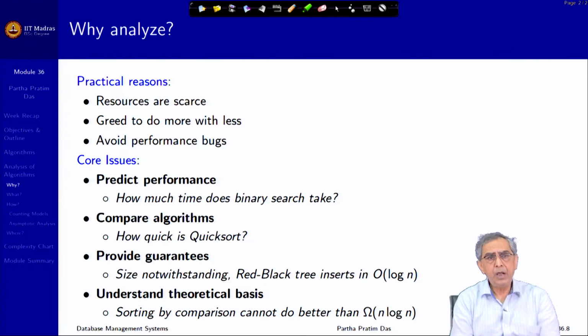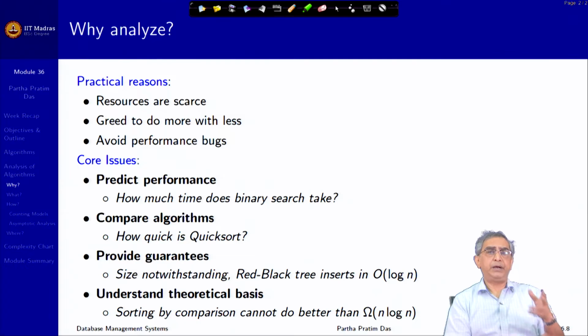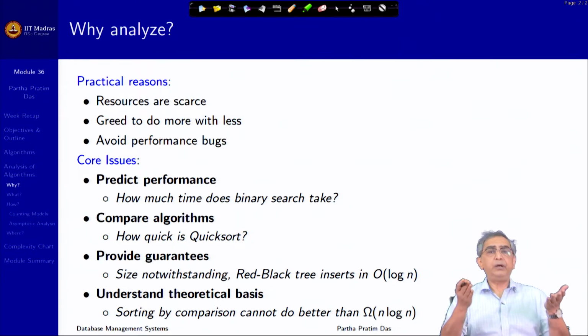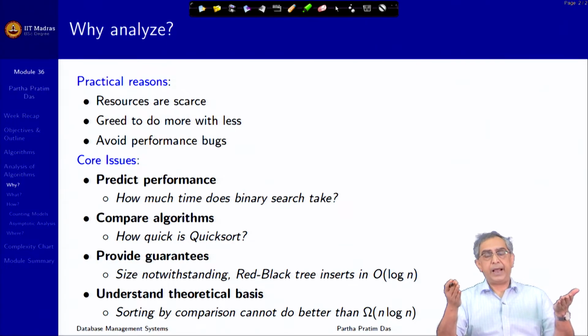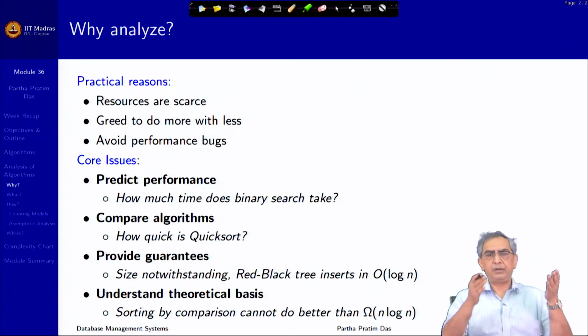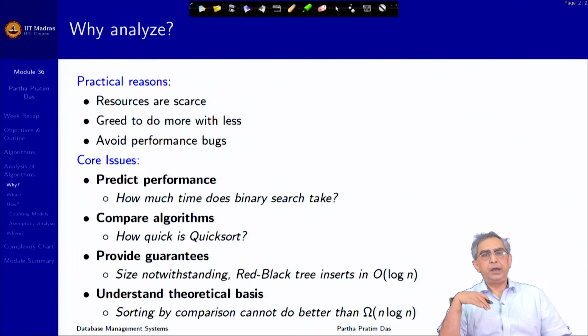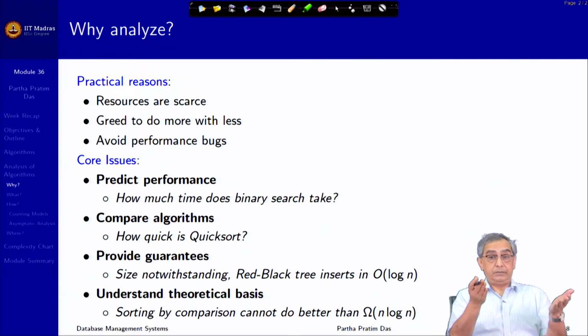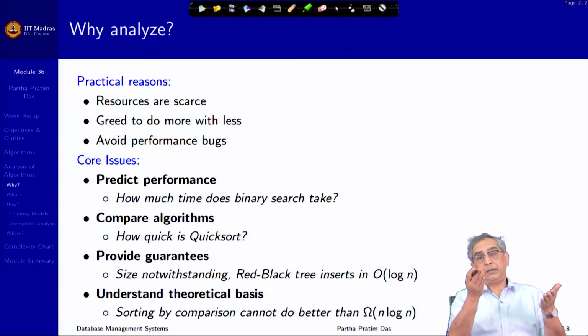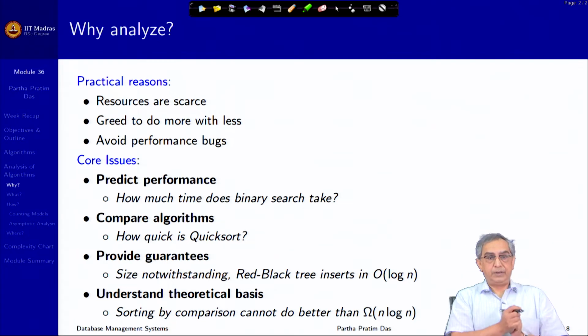So, the core issue is to predict performance, as to how much time binary search tree or binary search takes. If I have 2 algorithms for the same task, like sorting a set of data in an array, you have innumerable algorithms: quick sort, merge sort, bucket sort, insertion sort, selection sort, heap sort, you name it. So, you need to compare the algorithms and decide which one you should use.